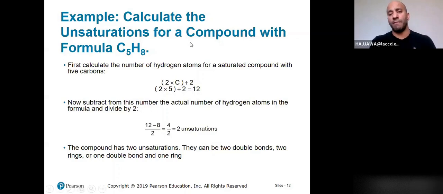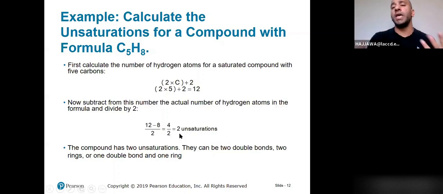Here's an example. I have a C5H8. 2 times number of carbons plus 2. So that's 2 times 5 plus 2, so that's 12. Plus nitrogen, but there's no nitrogen, so that's 0. So 12 minus number of hydrogens, 8. So that's 4. Divided by 2, that will be 2.